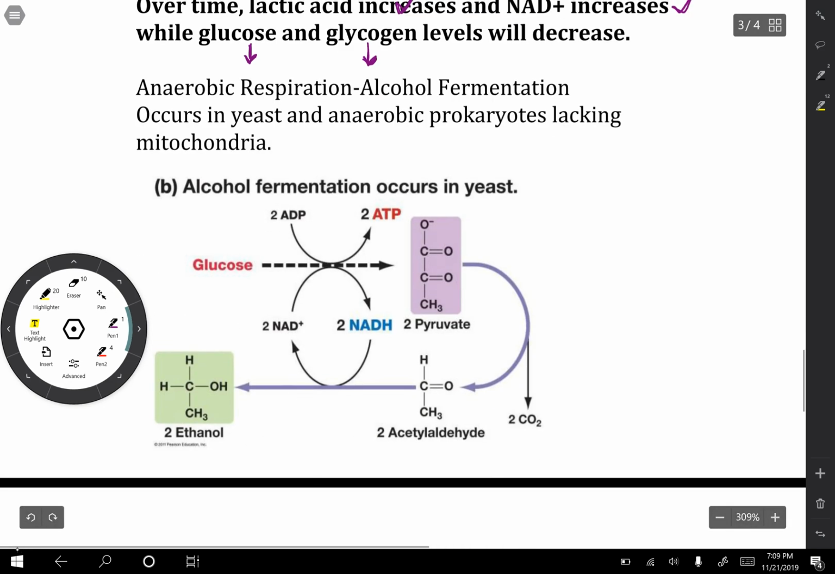What if you are something cool like yeast? Now, yeast is not going to form lactic acid. Yeast is going to form something that we, as humans, enjoy, if we're old enough. And this is alcohol fermentation. It's going to start exactly the same way as lactic acid fermentation.